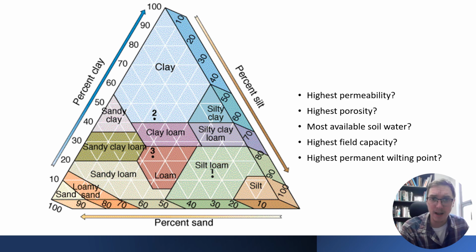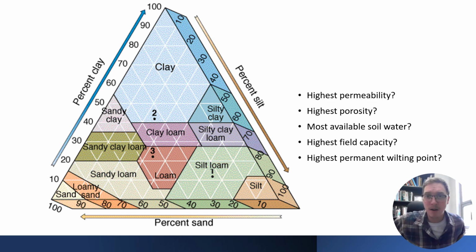So if we were to look at this, which one would have the highest permeability? Well, we already know that. It's going to be our sand, right? Down in the bottom left corner there. What would have the highest porosity? We know that too. That would be our clays. The most available water? That's an interesting question. There are some things that will tell us that. We want to have something that can hold a lot of water and has a low wilting point. We'll see what that is here on the next slide.